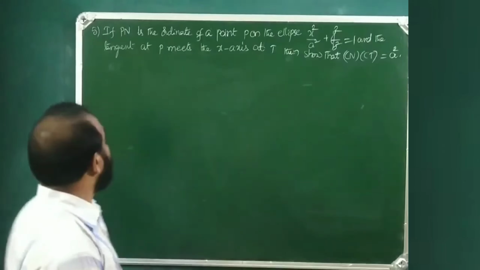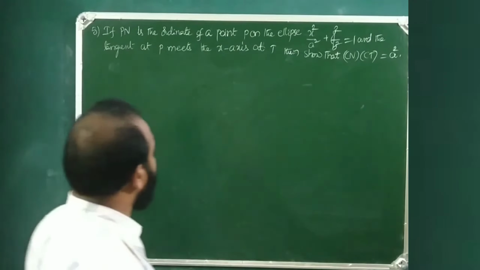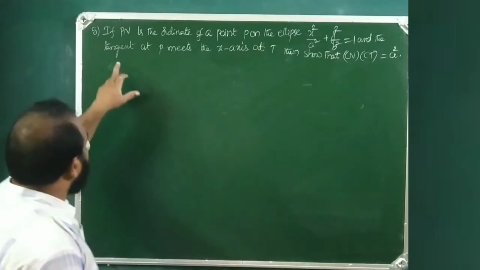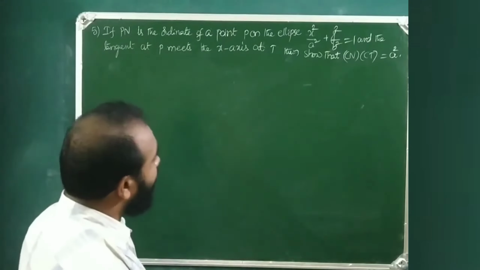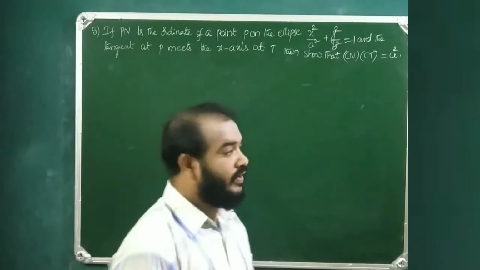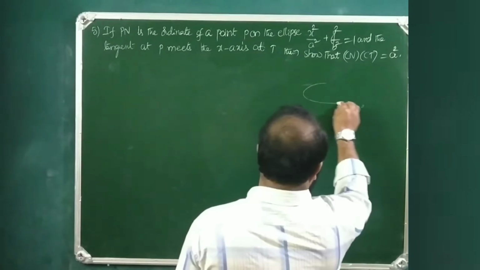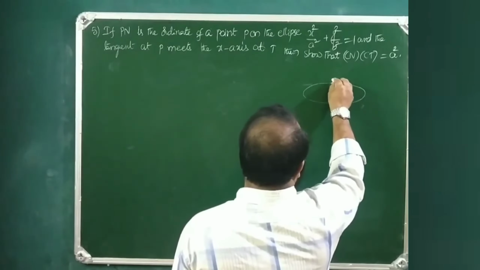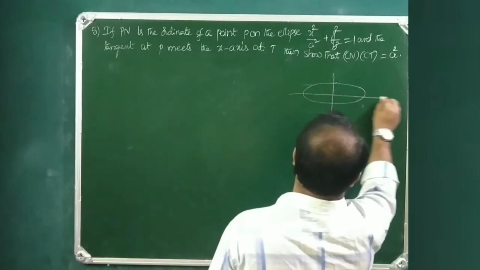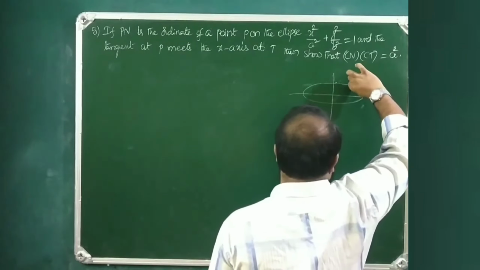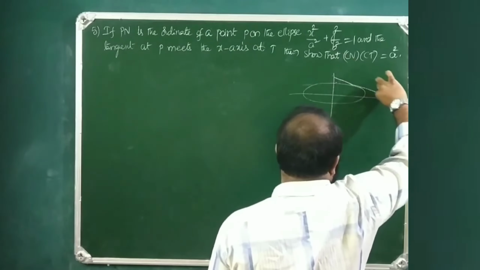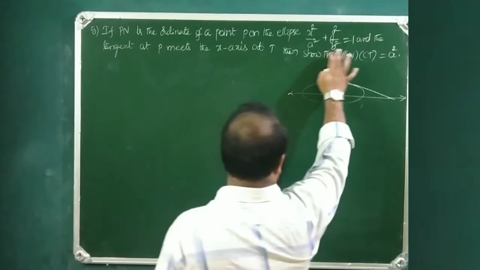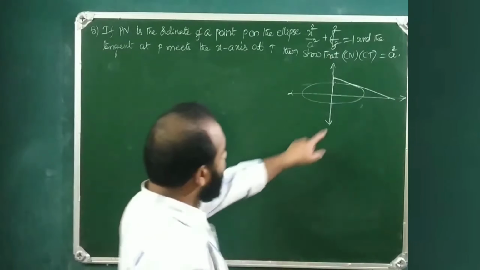If Pn is the ordinate of a point P on the ellipse x square by a square plus y square by b square equals 1, and the tangent at P meets the x-axis at T, then show that Cn into Ct equals a square. Let us suppose that this is our ellipse, and this is our coordinate axis. At this point P, this is our tangent.